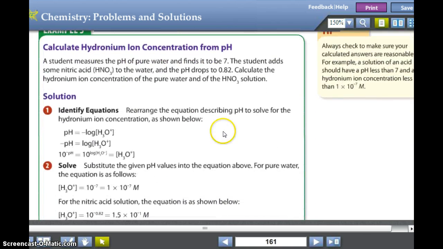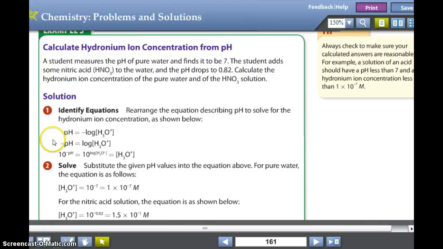All right, what if we want to work backwards? Calculate the hydronium ion concentration from pH. A student measures the pH of pure water and finds it to be 7. The student adds some nitric acid, HNO3, to the water, and the pH drops to 0.82. Calculate the hydronium ion concentration of the pure water and of the HNO3 solution.